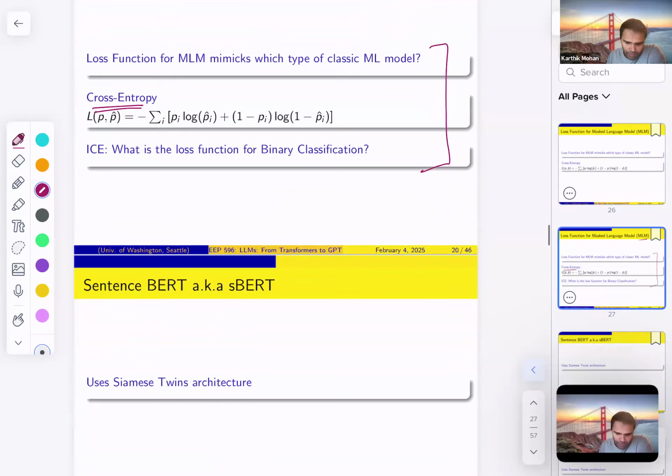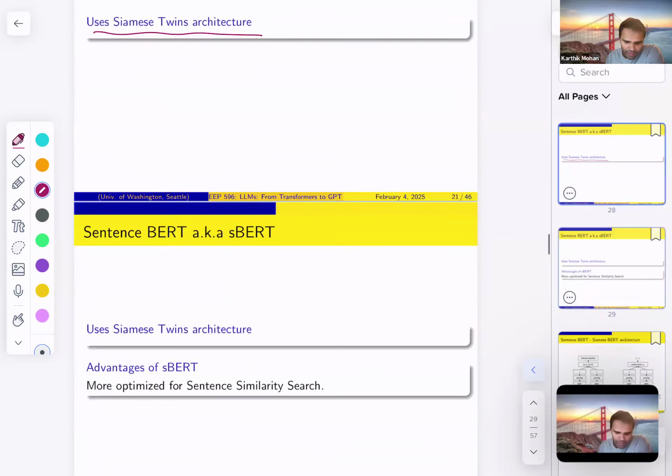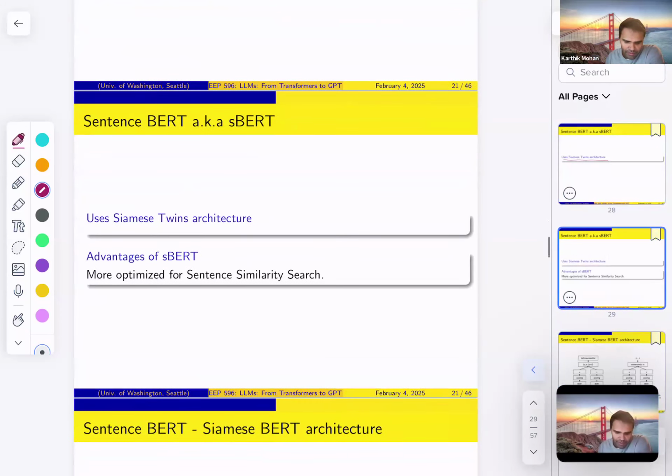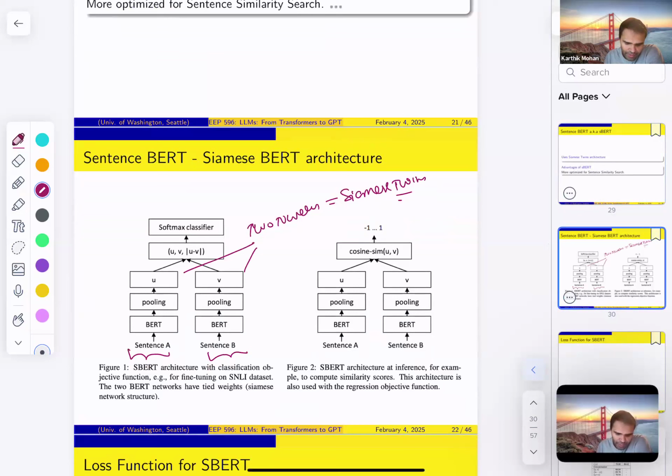Going from BERT to Sentence BERT, which is what we're using in mini project one, it uses a Siamese twins architecture. The Siamese twins is where you replicate the weights between the two towers. These are the two towers, but they're also Siamese twins in the sense that the weights in this tower are exactly the same as the weights in this tower. So you're only learning one set of weights, but when you train, you tie them together: same weights here, same weights here.